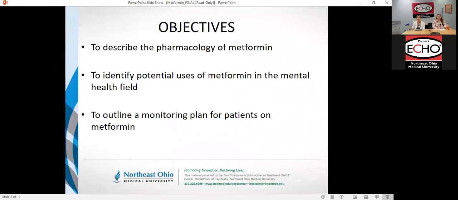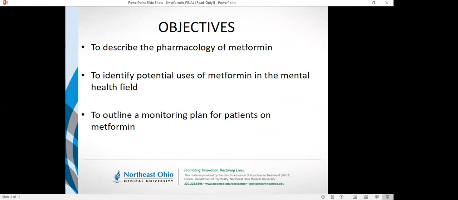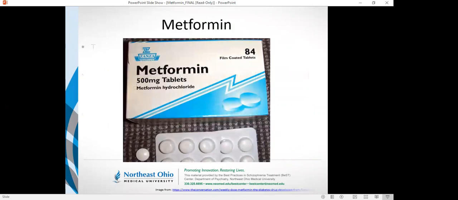So objective-wise, we're going to describe the pharmacology of metformin. We're going to identify some of the potential uses of metformin in the mental health field specifically, and then outline a monitoring plan for patients on metformin. So what would you need to know to use this safely in your patients?